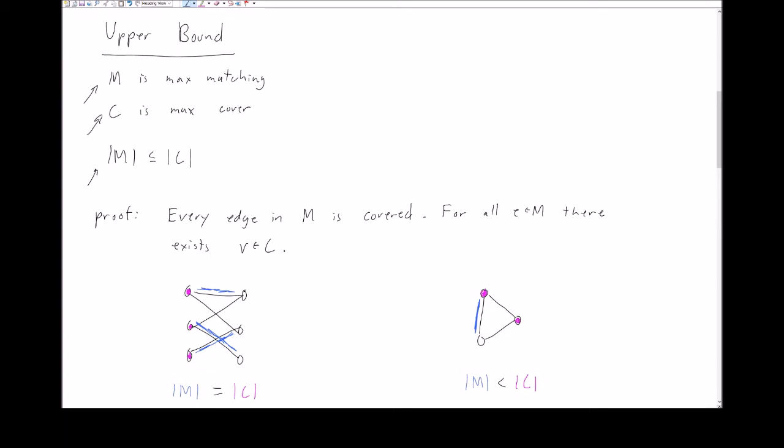Every edge in M has to be covered by C. That means that for every edge that we have in M, there is at least one vertex in C. That's because for every edge in M, no two edges share the same vertex.